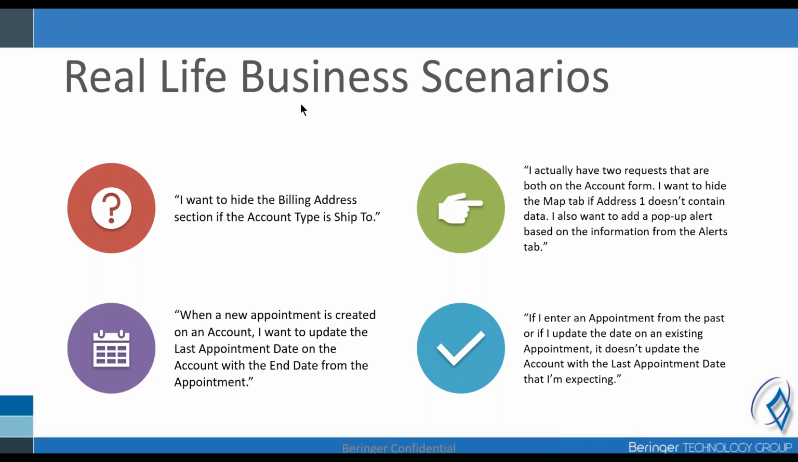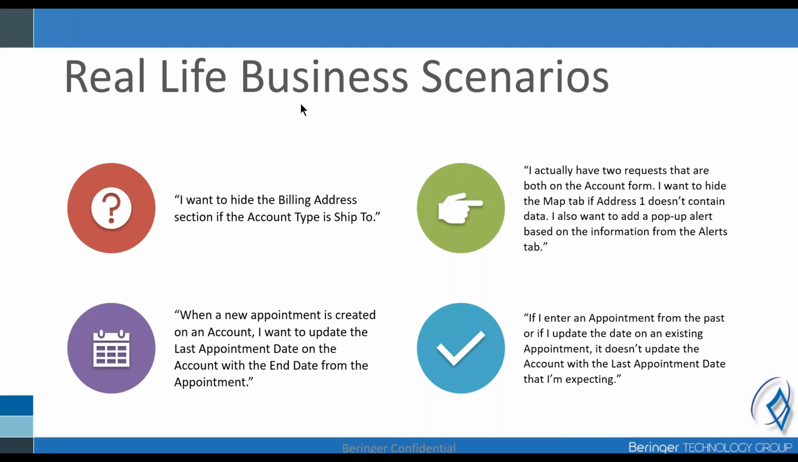Okay, so just some real-life business scenarios that we're going to cover today. So I want to hide the billing address section if the account type is shipped to. When a new appointment is created on an account, I want to update the last appointment date on the account with the end date from the appointment.